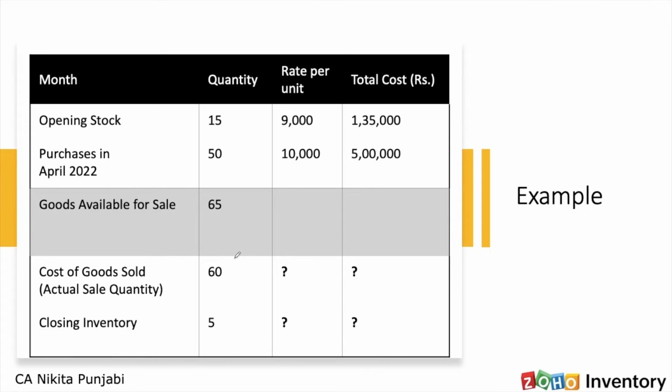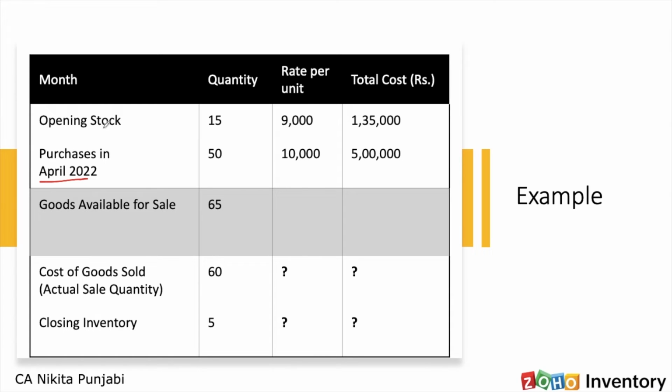In this example, we're calculating the closing inventory for the month of April 2022. Now let's assume that in this example, we are engaged in sale of mobile phones, retail sale of mobile phones. So we are buying from the distributor and we are selling it in our retail store. We need to calculate the closing inventory for the month of April 2022.